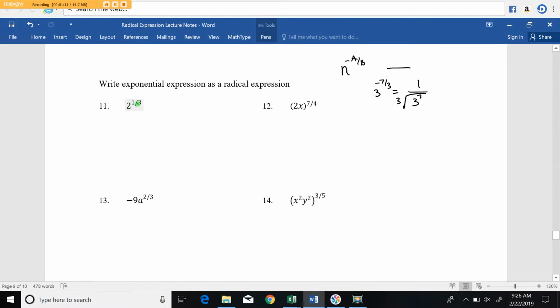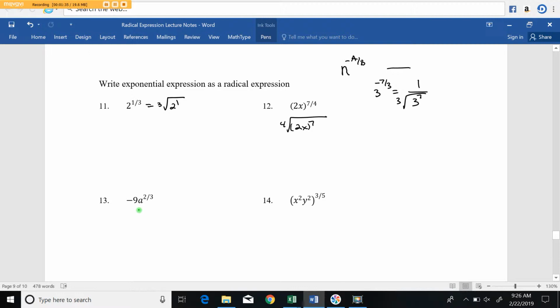So 2 to the 1/3. The 1 is the power, the 3 is the root. So this is equal to the cubed root of 2 to the 1st power. And that's done. Number 12. Okay, the 7 is the power, the 4 is the root, so this is equal to the 4th root of 2x to the 7th power.